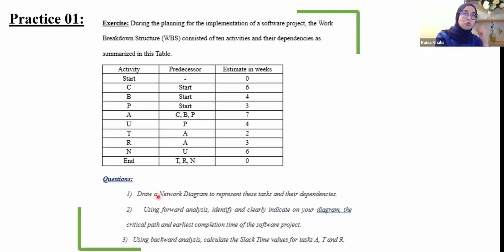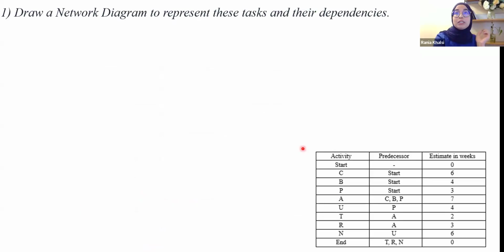The first question asks to draw a network diagram to represent these tasks and their dependencies. You have everything needed to answer this question, which is mainly this table. This is going to be your starting point. So what activities do we have? We need to have a visually understandable representation of the same table. So we have our start, and we just try to present that.